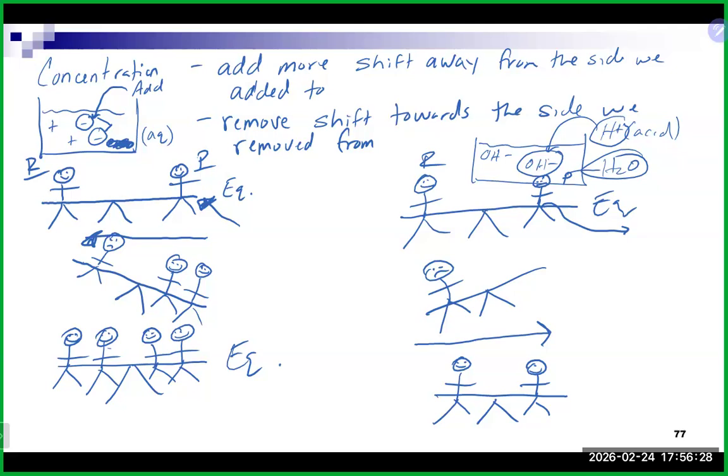We are removing products, right? Which means we now will have more reactants than products. And because we have more reactants than products, that will kick off the forward direction. And that is, again, why it's actually shifting to the right.